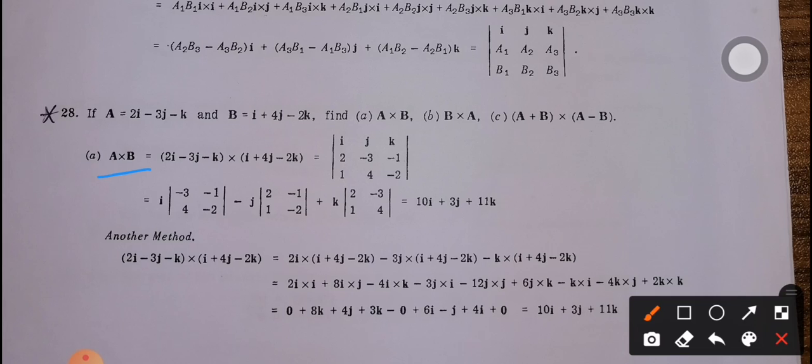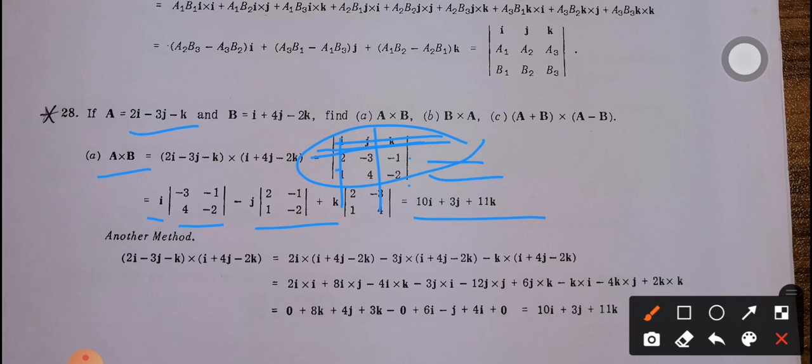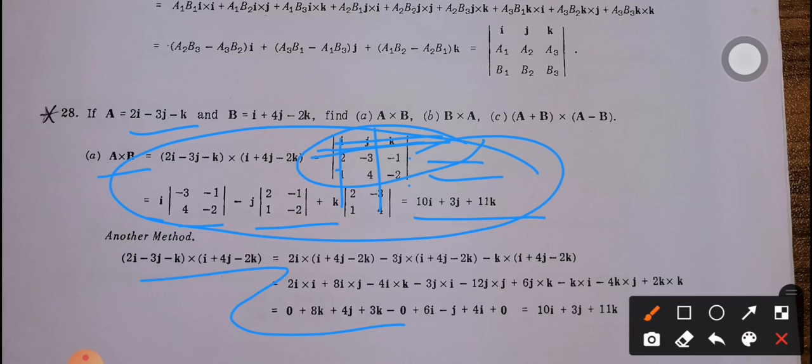So a cross b is basically i j k, 2 minus 3 minus 1, the components of a and the components of b. So we will solve this determinant: i as it is, and we will expand it with the first row, minus 3 minus 1, 4 into minus 2, and then minus j, 2 into minus 1, 1, and minus 2. So we are just opening this determinant, and we will get the final answer. Or you can use this method as well, but obviously this method is quite simple and easy as compared to the second one.